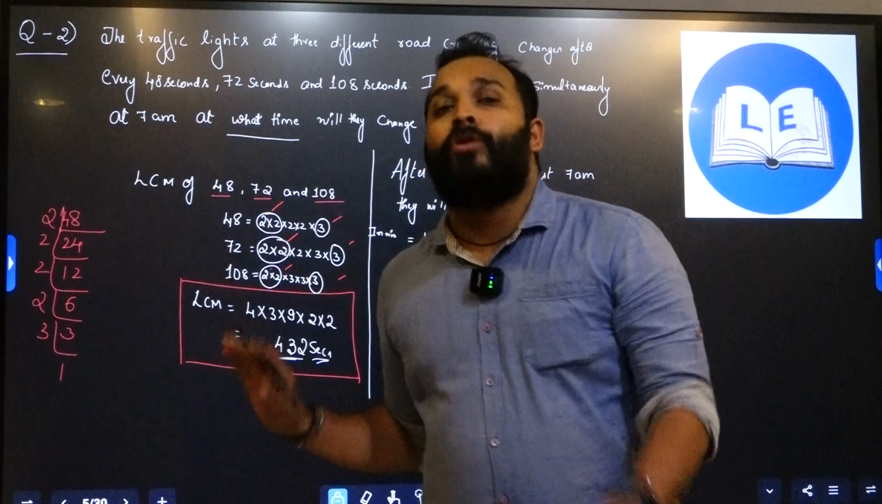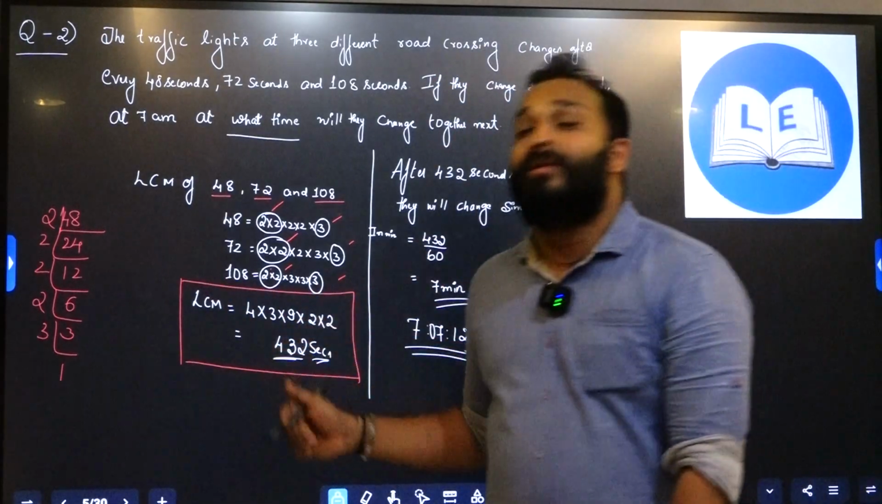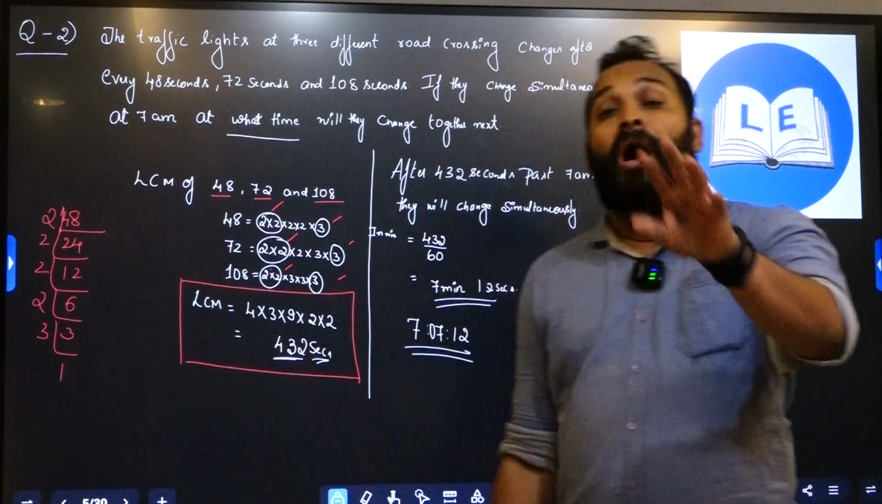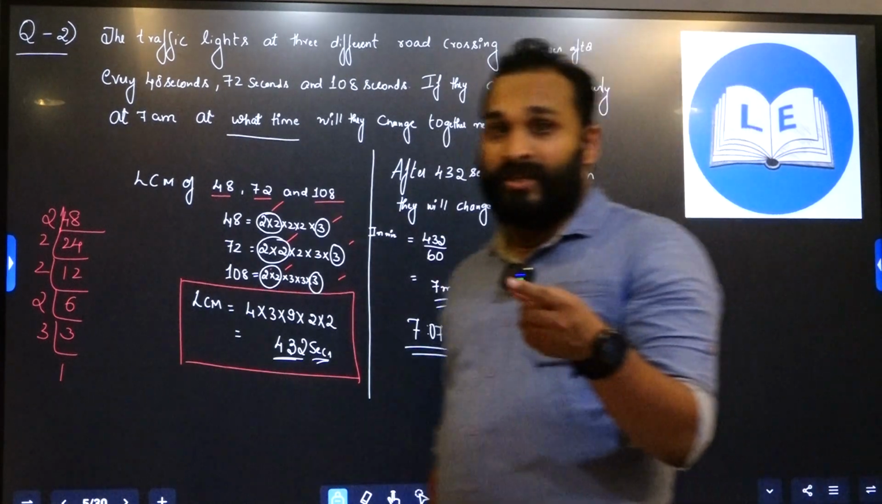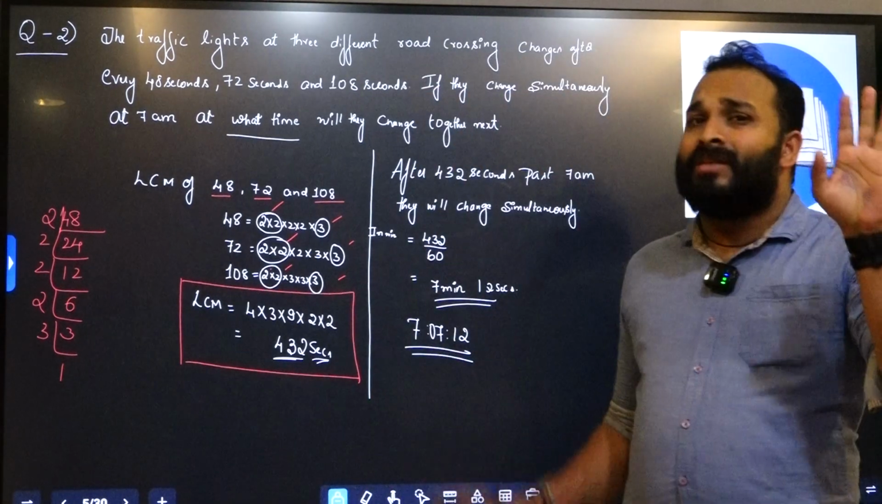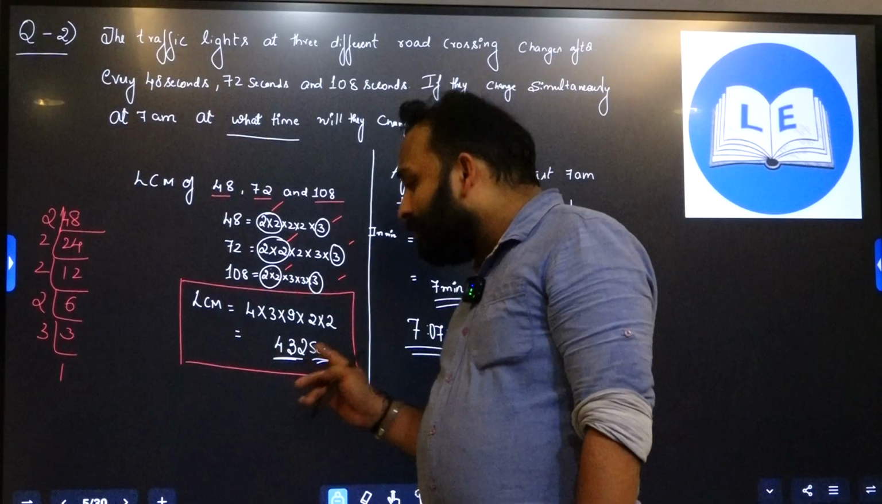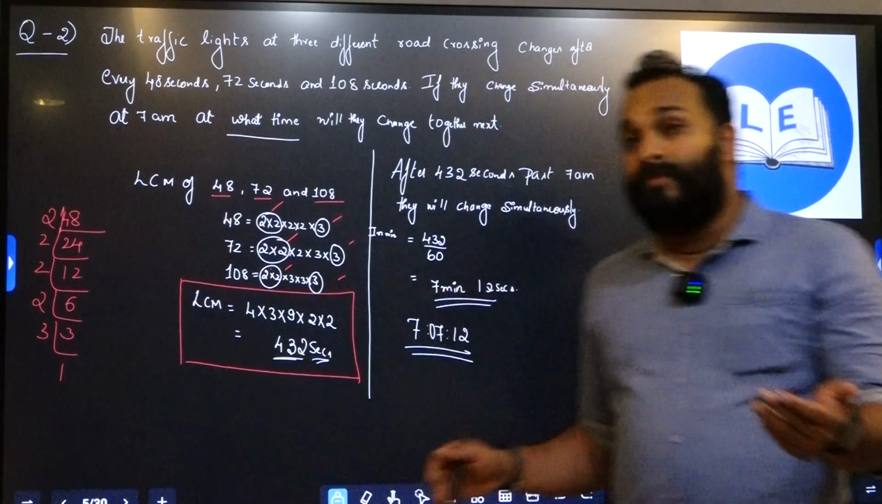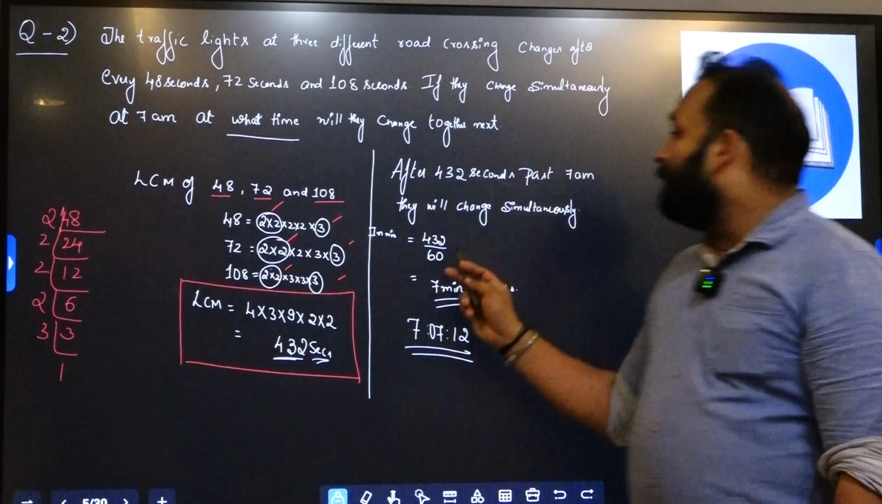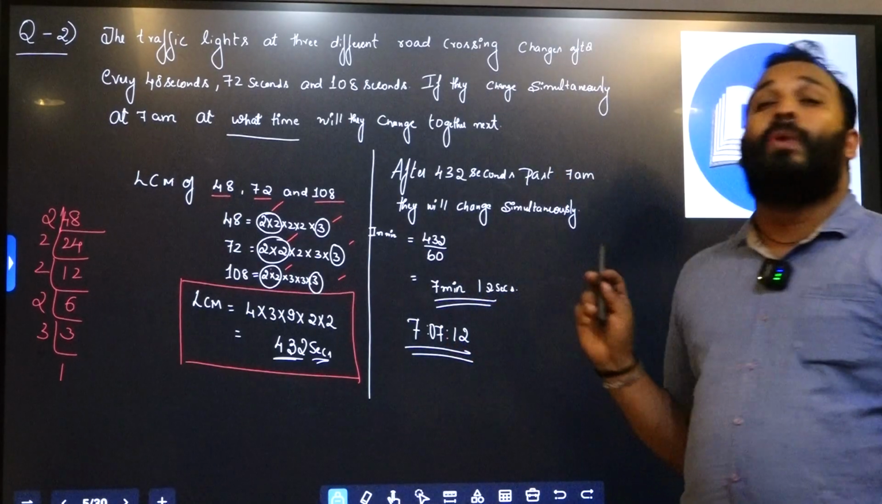The question is not over. Usually what children do is, they stop right here and tell this is the answer. No, they will ask you at what time next it will change. So, you know, 1 minute has 60 seconds. So, 432 seconds has how many minutes? Yes, we'll divide it by 60. When you divide by 60, you get 7 minutes 12 seconds.